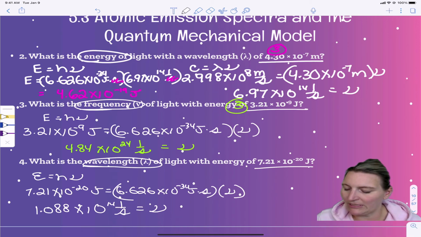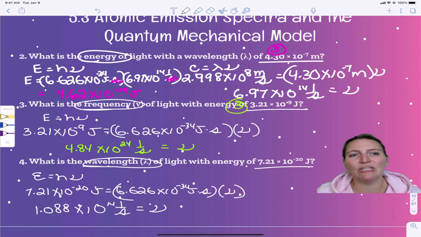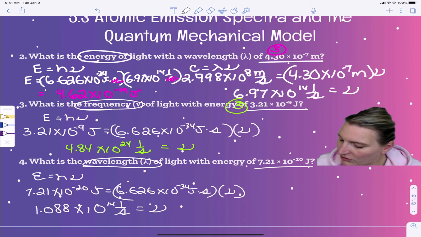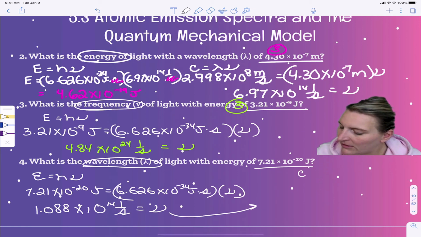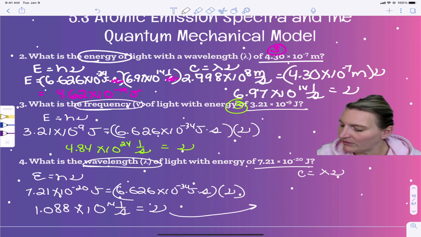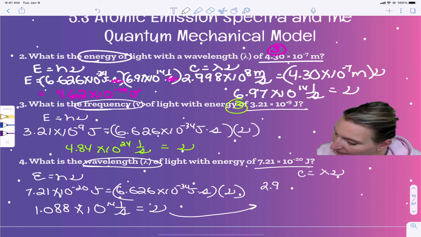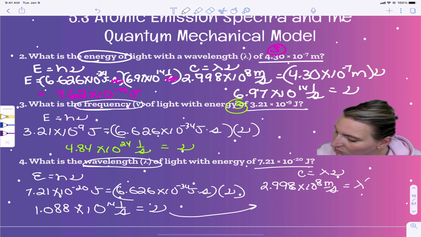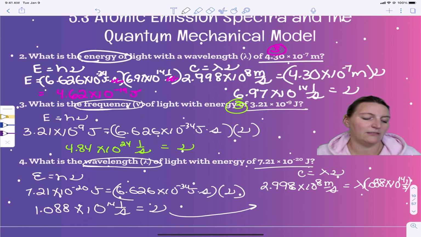Right now I have frequency, but look at what I circled. The question is asking for wavelength. So I take this number. Now I use the other formula. Speed of light equals wavelength times frequency. 2.998 times 10 to the positive 8 meters per second equals wavelength times my frequency, 1.088 times 10 to the positive 14 inverse seconds.